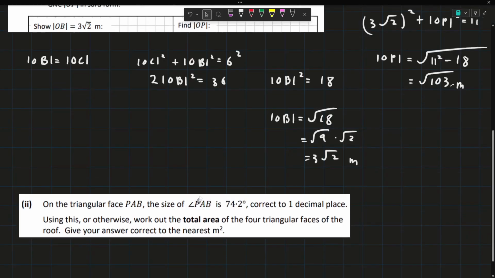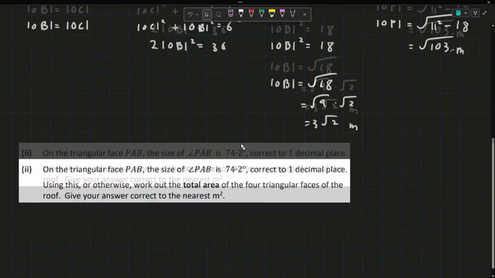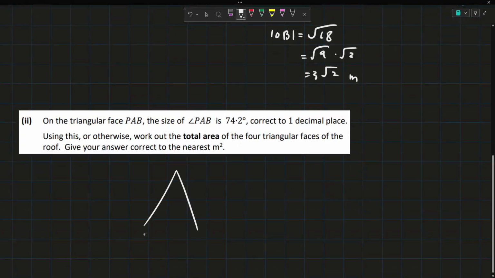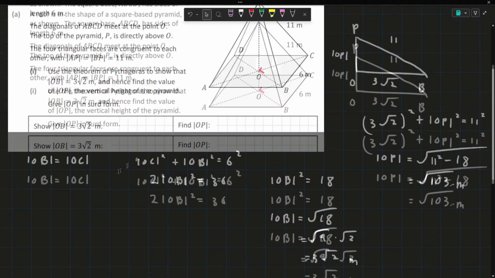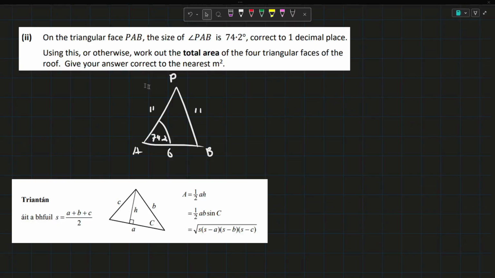Then we're told the angle PAB. So if we look at the triangle PAB, I'll draw it out down here. Here we have P, A, and B. AB is 6, these two sides are 11, and this angle here is 74.2. We need to find the area of this triangle, and then we can just multiply it by 4, because the 4 faces are congruent with each other. If you're not sure what to do, you can split this into 2 right-angled triangles, and this side is 3, and then you can figure out the area of this triangle and double it.